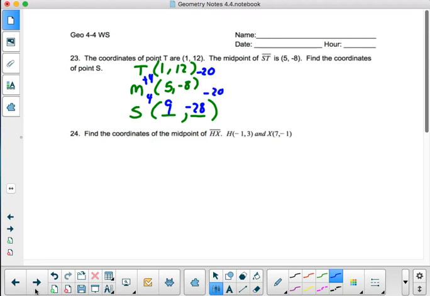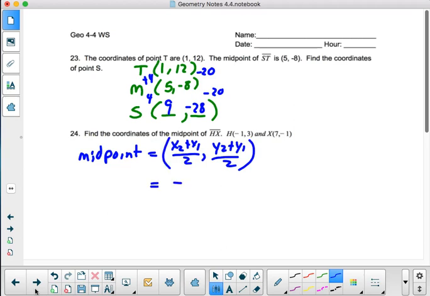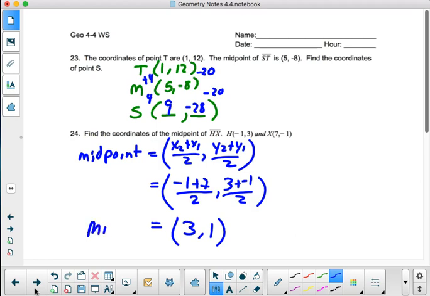Now, find the coordinates of the midpoint of HX when H and X are there. So midpoint is equal to x2 plus x1 over 2, y2 plus y1 over 2. So negative 1 plus 7 over 2, and 3 plus negative 1 over 2. So I've got 6 divided by 2 is 3, and I've got 2 divided by 2 is 1. That's my midpoint.